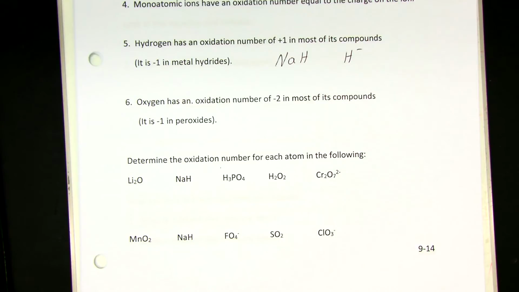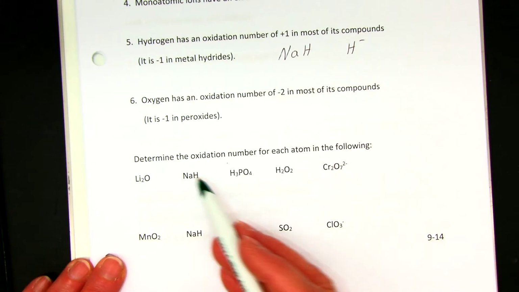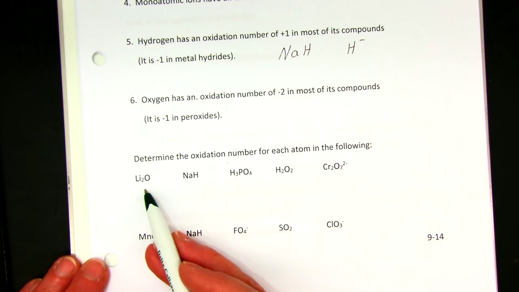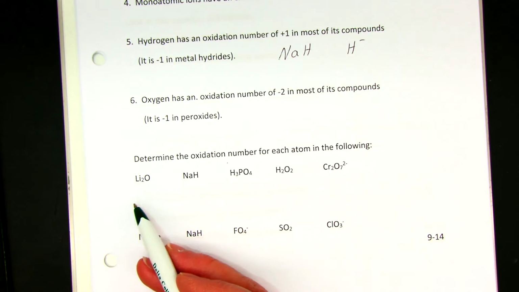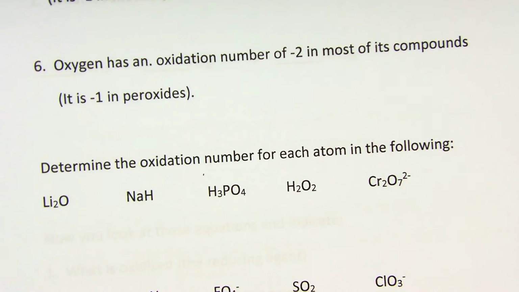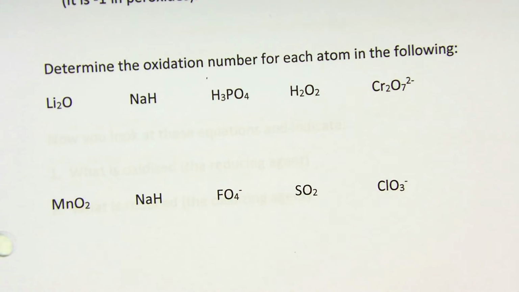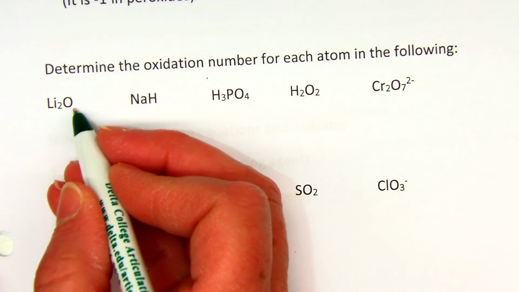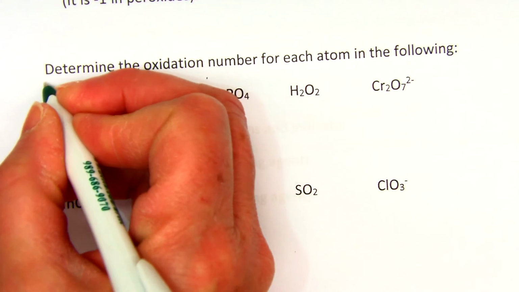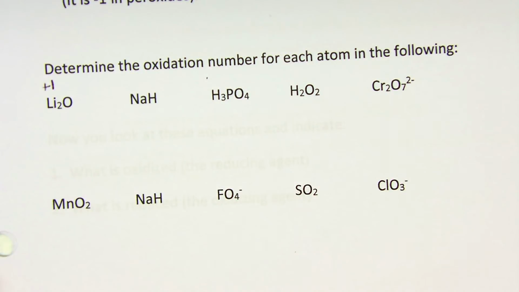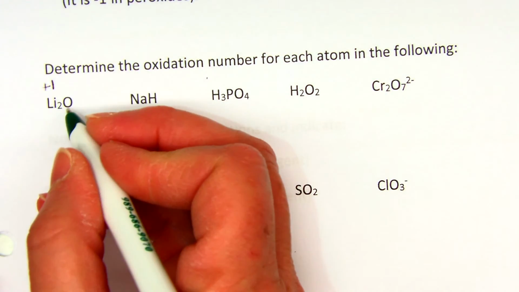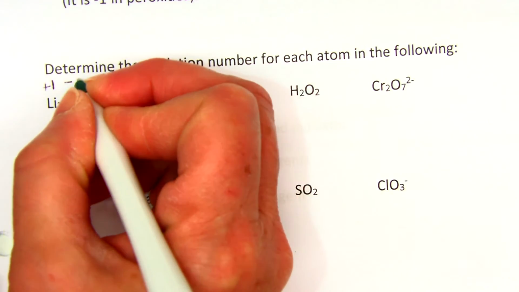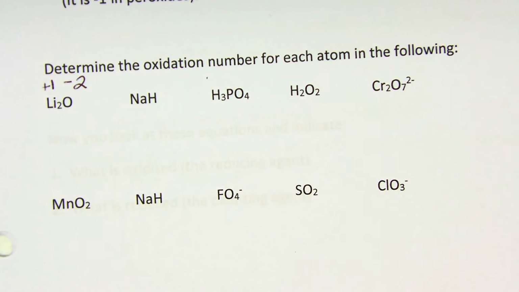Let's figure out what these oxidation numbers are. I'm sorry, oxidation numbers, not formal charge. So if we look at this lithium oxide, the first thing we have to do is identify what kind of compound this is. Lithium oxide is an ionic compound. It contains a metal and a nonmetal. So this is made of two monoatomic ions, a lithium ion and an oxide ion. The lithium has a charge of +1, so the oxidation number will be +1. The oxide ion has a charge of -2, so the oxidation number will be -2.